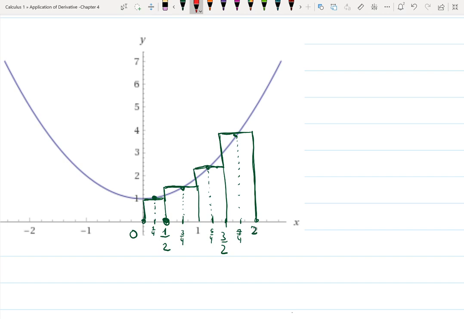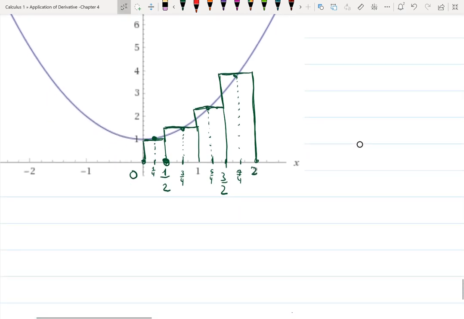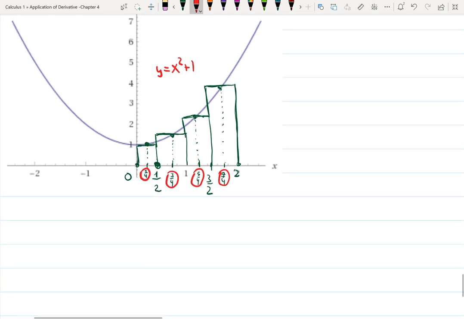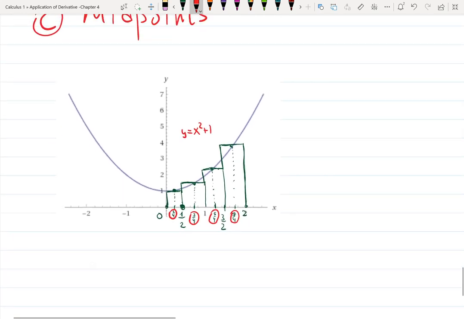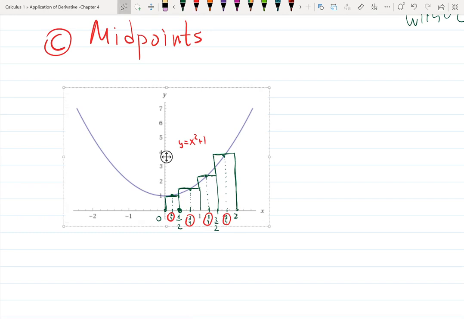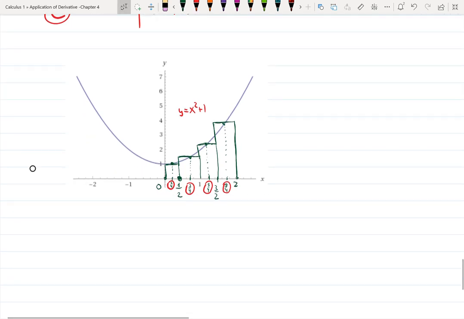Hopefully yours look better. Now, from now on, we're not going to be using left endpoints or right endpoints to plug into the function y equals x squared plus 1. We'll be using those midpoints, which I just found. And that's why this method is actually not very convenient, because it requires more calculation. But it gives a better result. You will see it right now.